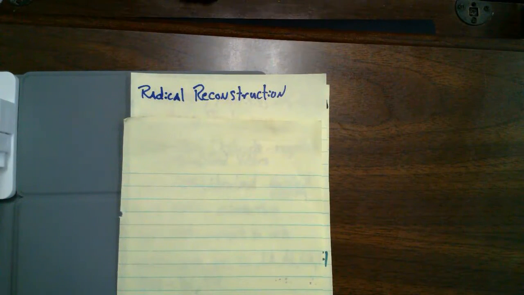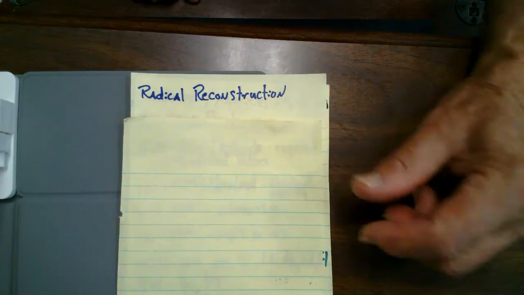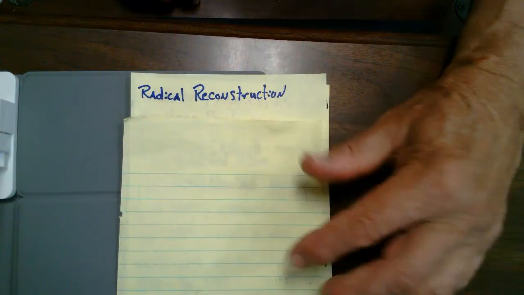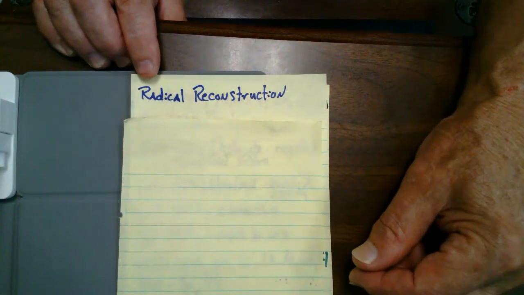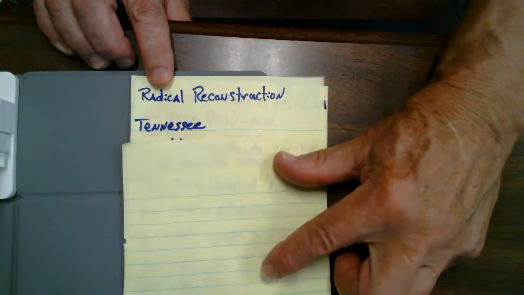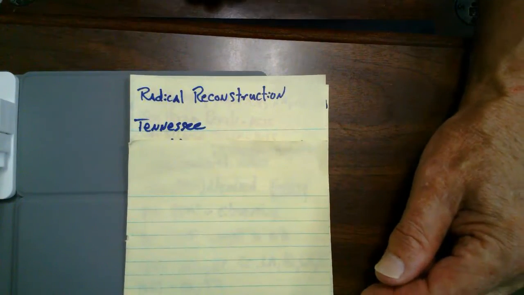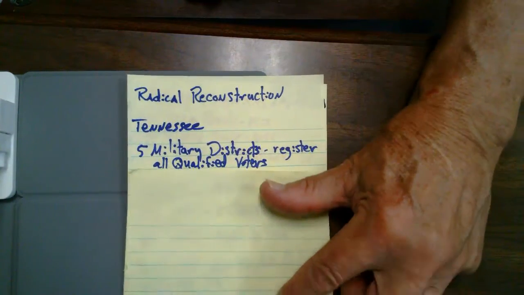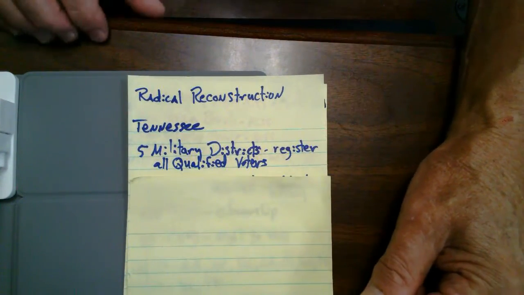The part of it was also to establish military districts in the South, and sure enough, 5 military districts were established throughout the South here. One of the primary concerns was to register qualified voters, and that would exclude anybody that had fought for the South or supported the South. The only state that's readmitted from the South into the United States of America is Tennessee at this period of time. All right, 5 military districts in the South.